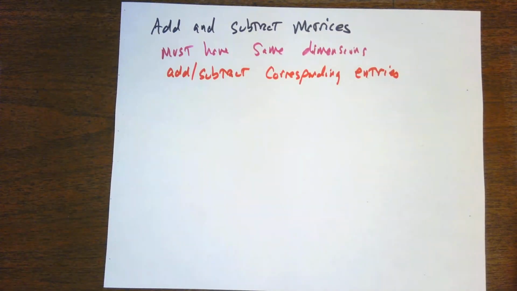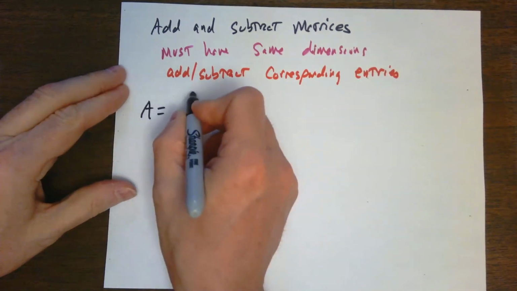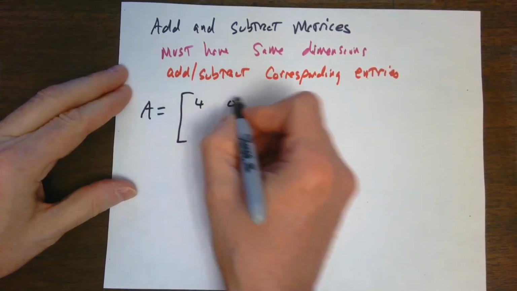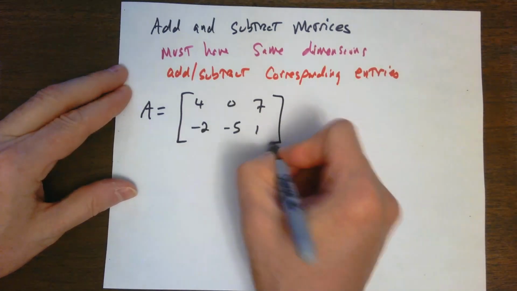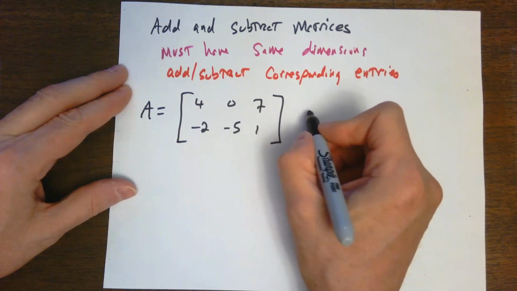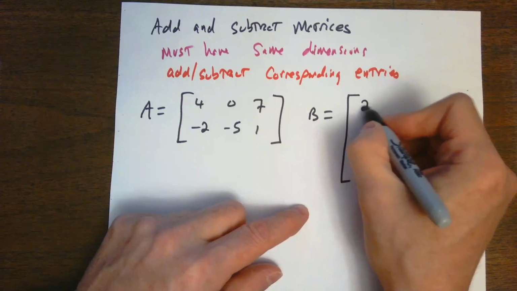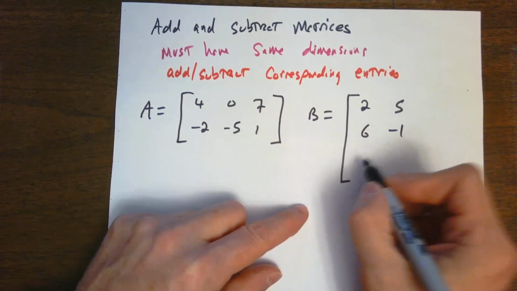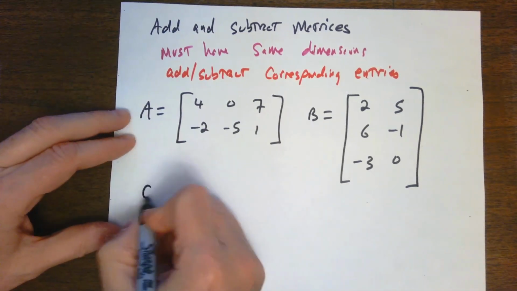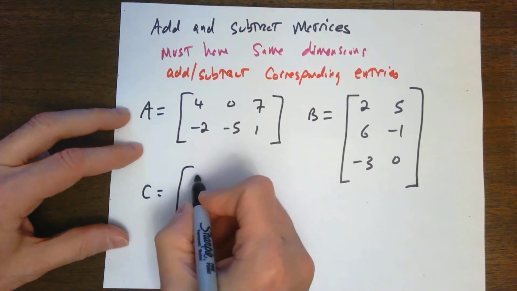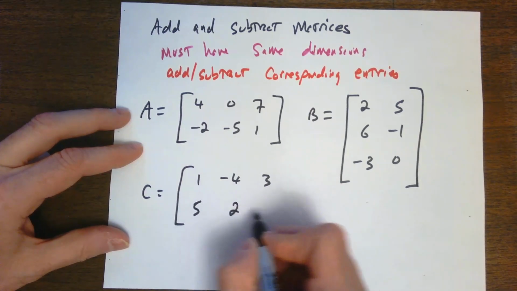All right, let's look at an example of this. I'm going to give you three matrices here. Here's the first one, 4, 0, 7, -2, -5, 1. And then I'm going to give you matrix B, which is going to be 2, 5, 6, -1, -3, 0. And matrix C is going to be 1, -4, 3, 5, 2, and 1.